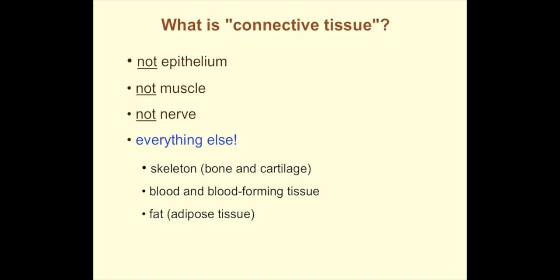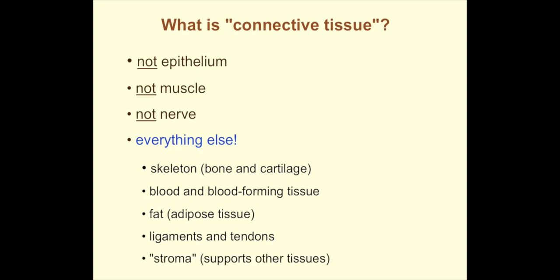Fat, adipose tissue, which we'll be talking about in the last part of the module today, is a type of connective tissue. Ligaments and tendons, which join muscles to bones, are an important component to enabling muscle to work, for example to enable contraction and movement of joints. And then the supporting tissue. Again, connective tissue is really a supporting tissue for these other tissue types. So it supports the other tissues.